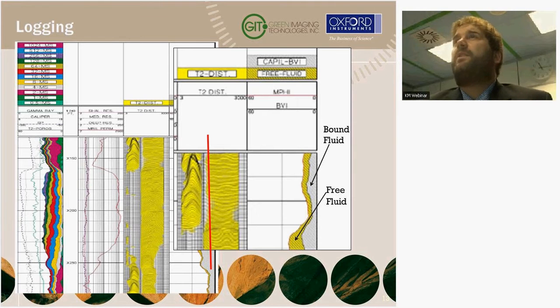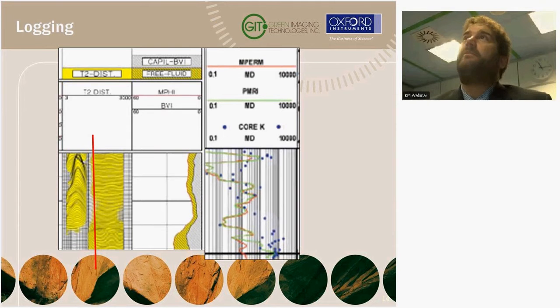Logs, because you may have more experience viewing logs, I'll show a real quick log here, and this is a T2 distribution. Very simple sandstone reservoir, I believe. What we're able to do is apply a cutoff, which is this red line, and we say everything over here is bound, everything over here is free. We then plot down a trace showing bound and free fluid, use permeability relationships, and predict permeability. And there is a good correlation between this and laboratory measurements.